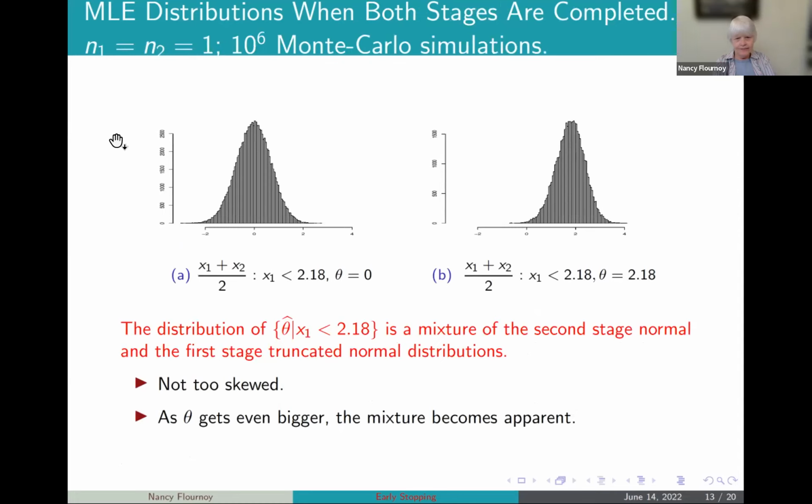Here are the distributions under the same theta equals 0 and theta equals 2.8. This is if you actually complete both stages. That is, you've got both random variables. Particularly if you look at the left, it looks awfully much like a normal. If you look at the right, there's a little bit of skew, but people that are used to doing practical statistics probably wouldn't let that cause them too much anxiety. But as theta gets bigger, the fact that these both really are mixtures of distributions becomes more apparent. So one should at least have that in your awareness when you go to analyze your data.